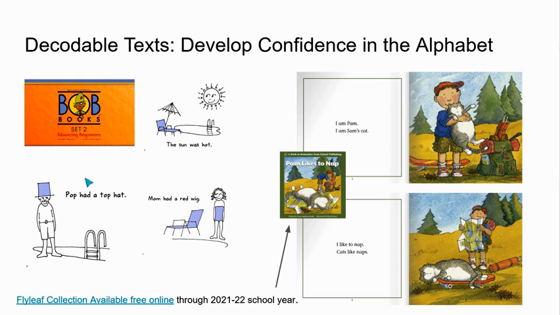There are some great resources in the RMC digitally. Flyleaf is a collection that is available free online. Beyond Decodables is another wonderful free resource that offers you a digital version of decodables that you can download and print if you want to. More and more, a lot of our school curriculum sets are offering decodables.